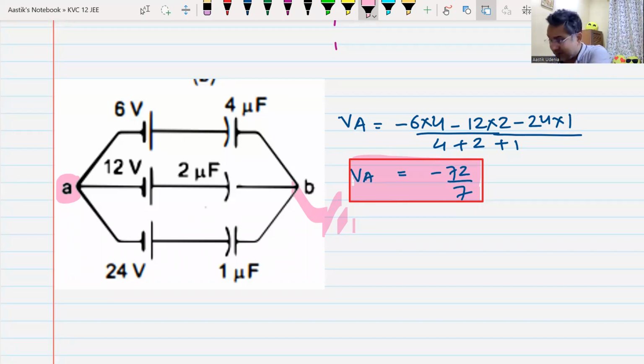Everyone understand this? Once you get the value of VA, you can easily find out the charges. Instead of VA minus E1 into C1, in this case it will be VA plus E1 into C1. Do we understand this? Yes, sir.